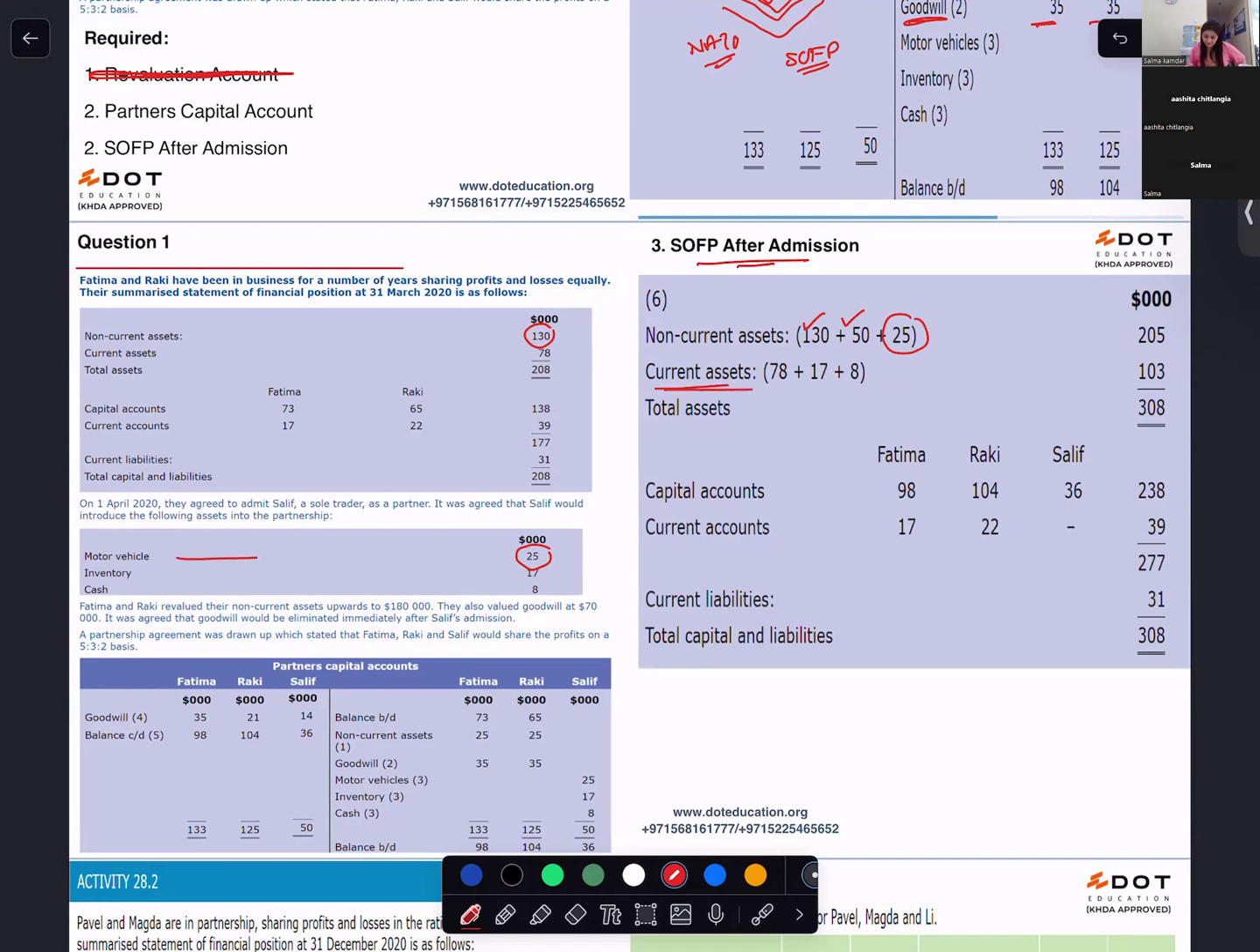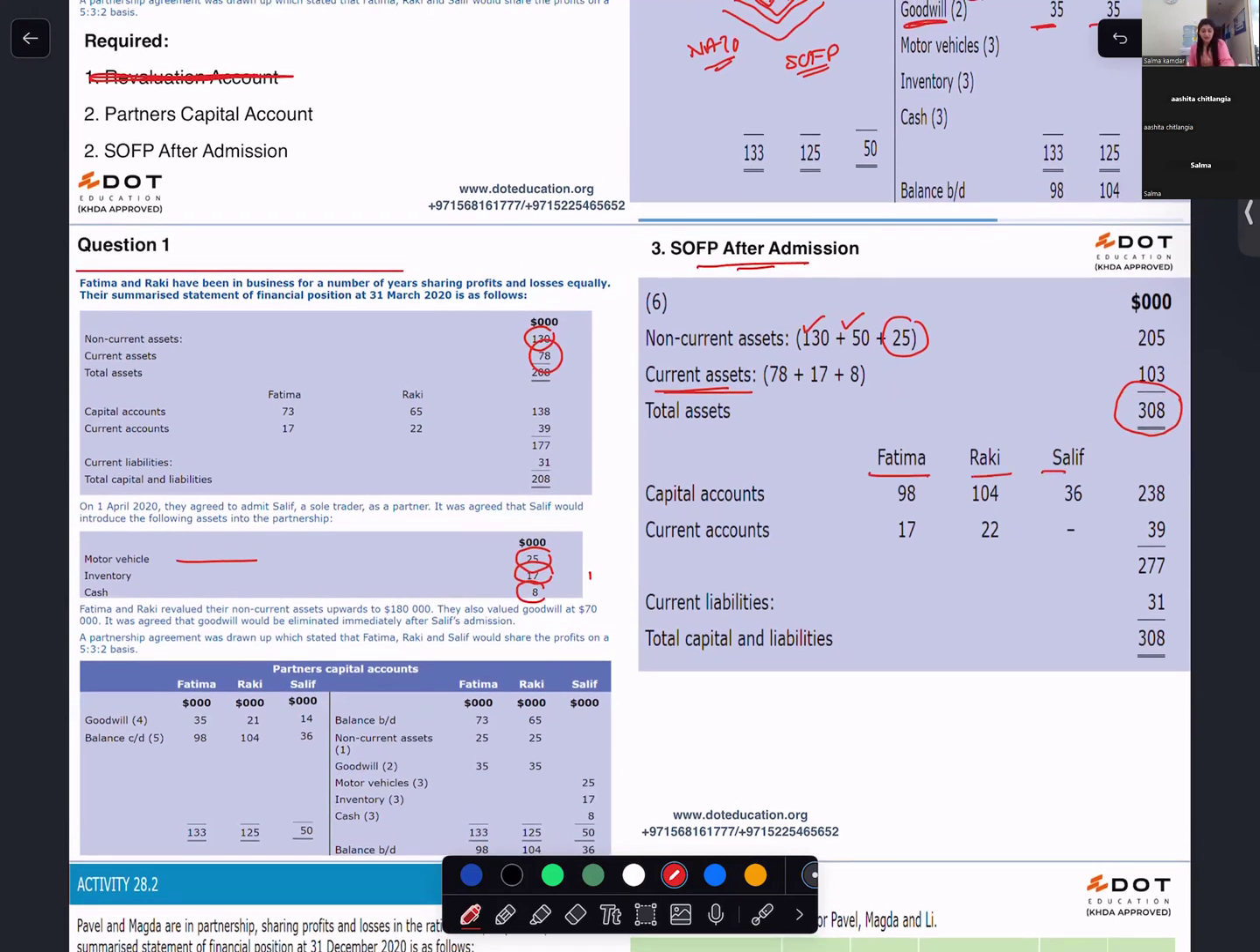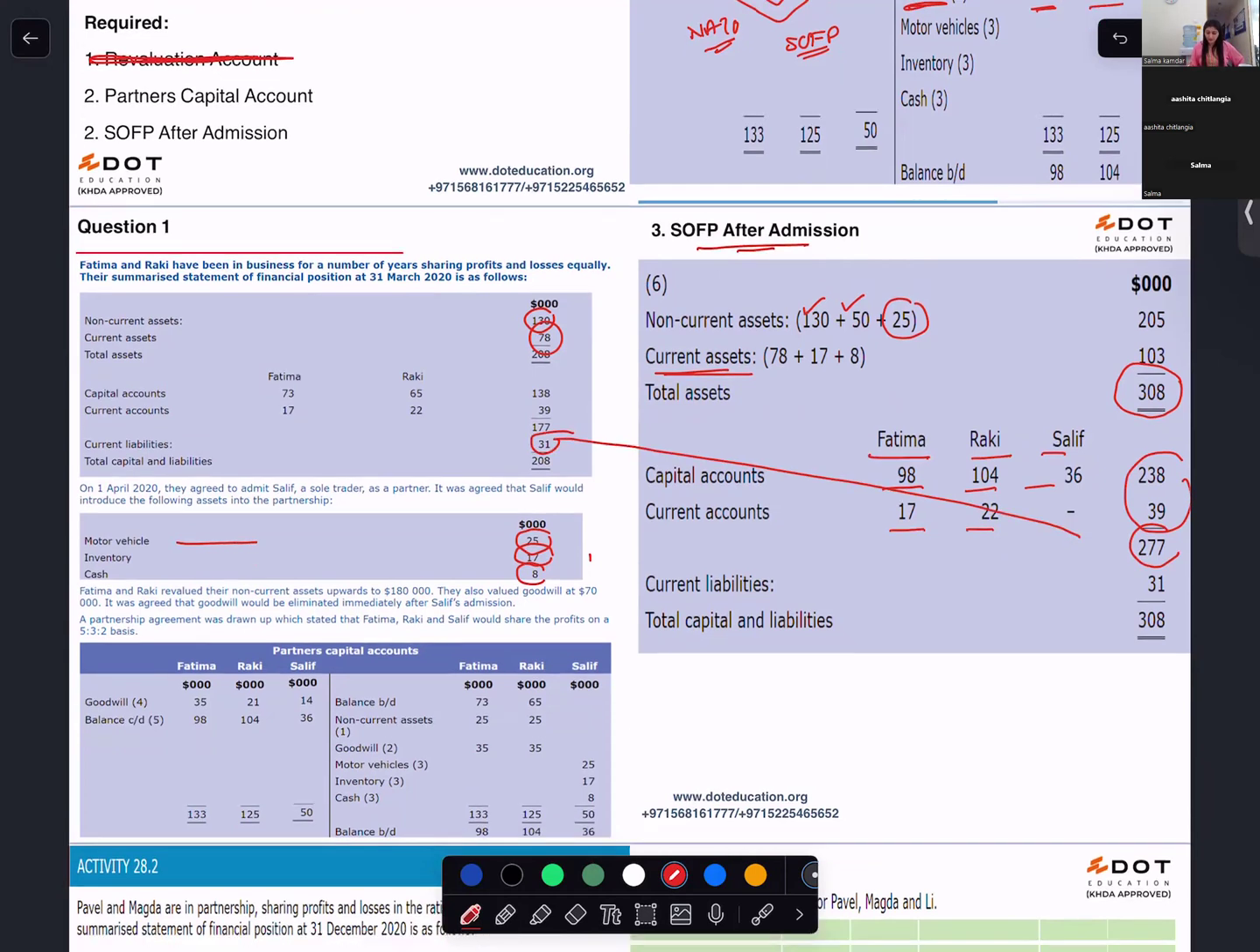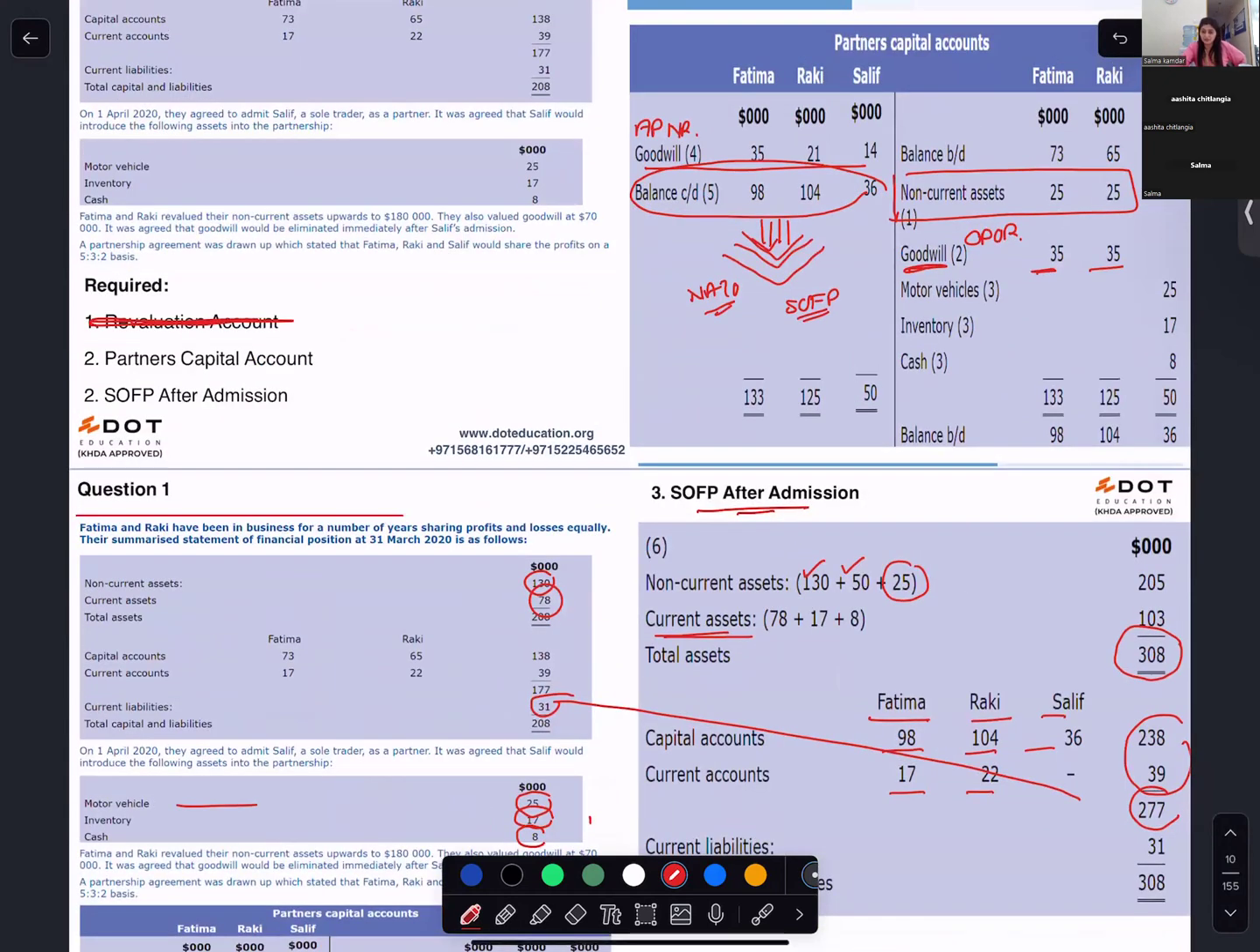Then current assets: 78 plus 17 plus 8. Then you will get your total assets. Then you will write Fatima, Rakhi, Saif, your capital account balances that we got over here: 98, 104, 36. Then the current account balances for both of these people. Then current liability is given over there as 31. So you'll do that. I want you to complete this sum and I am waiting for you.